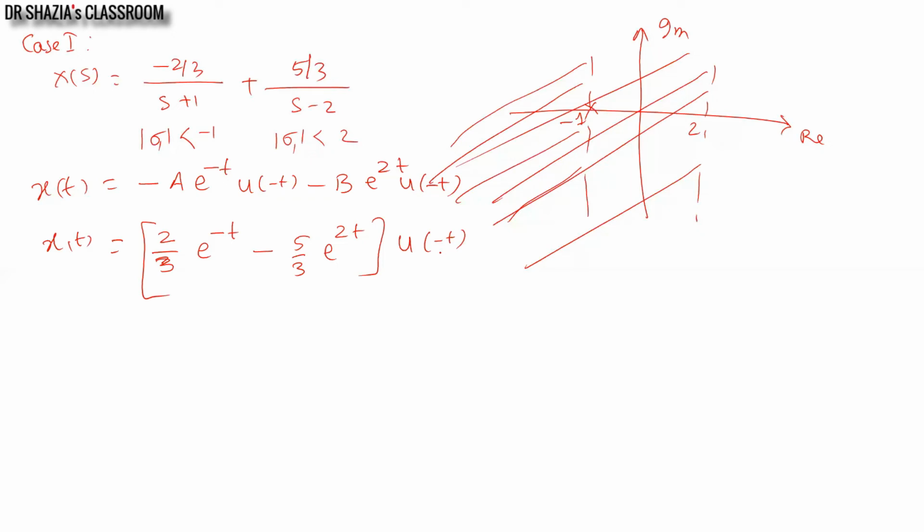So this is the case when both the signals are considered to be left sided signals. So this case 1 is for left sided signal. Now I will go to case 2, where I am assuming both the signals are right sided signals.